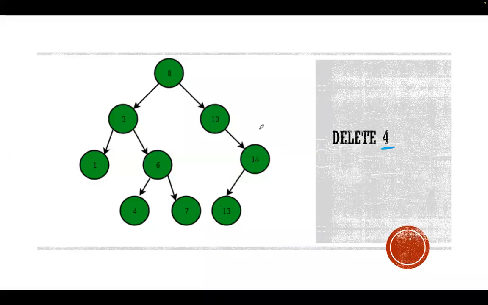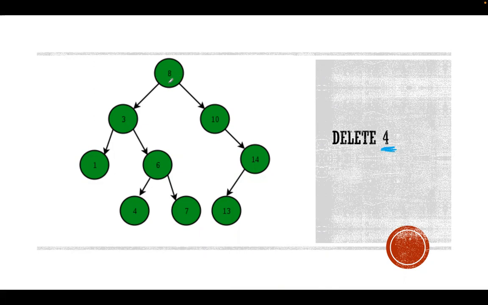Hello everyone. So let's do some examples. In the last segment, we talked about the deletion operation in a binary search tree. We talked about how there can be three options when we delete a node from a binary search tree. So here, let's see, we are trying to delete the node 4.